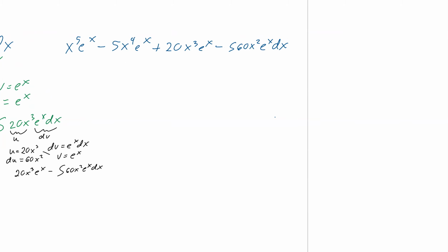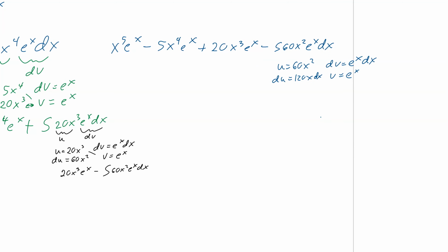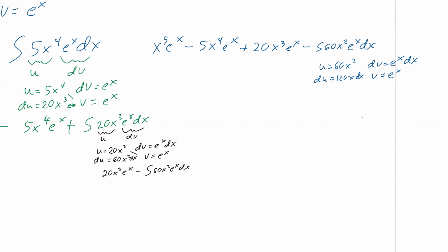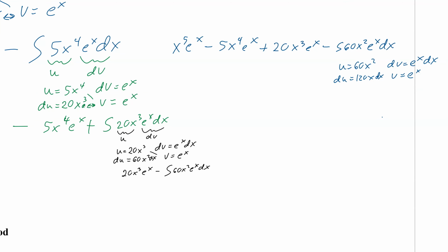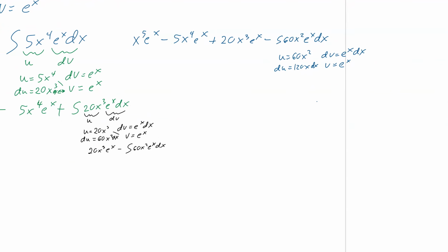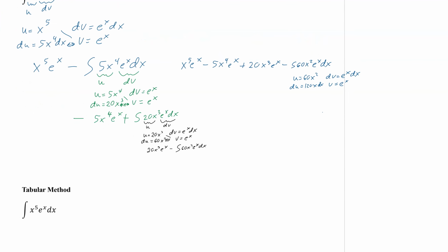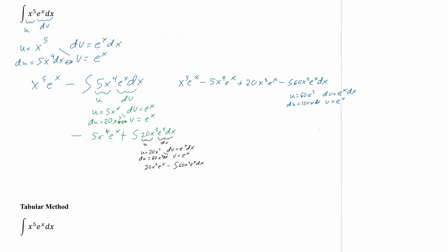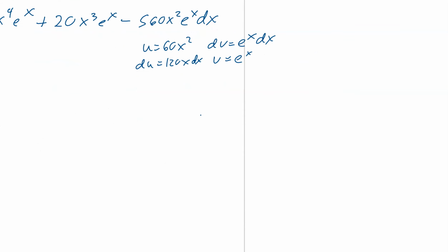All right. So now our first u would be that 60x squared. Our dv is equal to e to the x. So du equals 120x. V equals e to the x. I forgot the dx there. And there's a dx there. Did I forget the dx? Yeah, I forgot the dx on all of them. So dx. This is why this method can get tiring. I got the dx there. Okay, so got all the dx's. Okay, now we continue on.